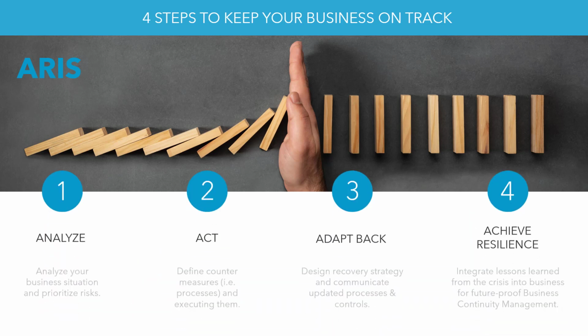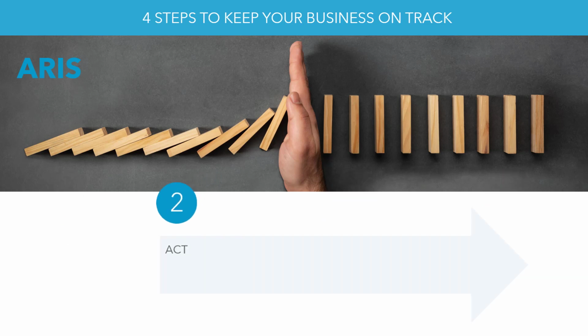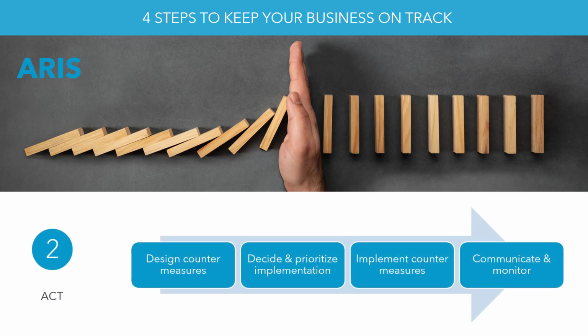Let's come to step 2. Since now, once all information is available, it's time to act. First of all, you need to design possible countermeasures for the most critical activities with the highest risks. This can be completely different things, such as acquiring temporary staff, establishing a home office policy, or introducing an emergency process.